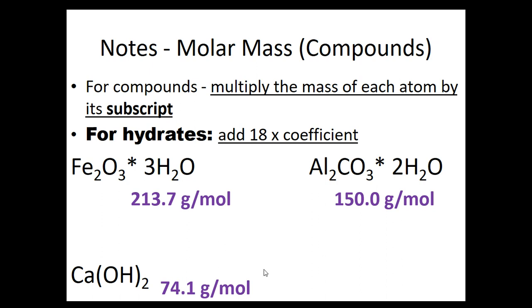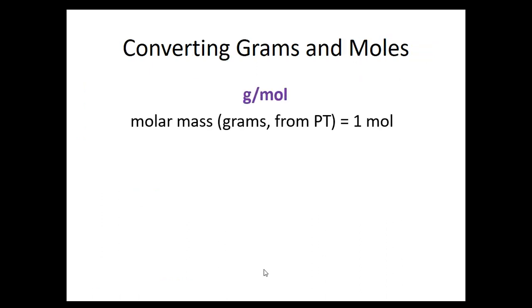Okay, so now, let's see if I can change this. If the unit is grams per mole, here's what this means: the molar mass in 1 mole, grams per mole. Molar mass is grams from the periodic table, and that's how much it would weigh if I had 1 mole of it.